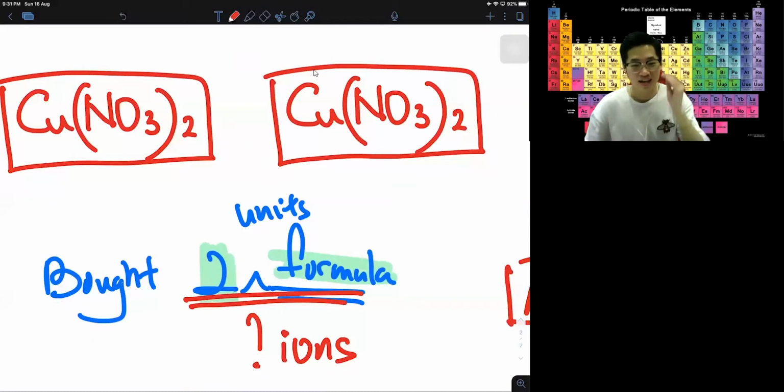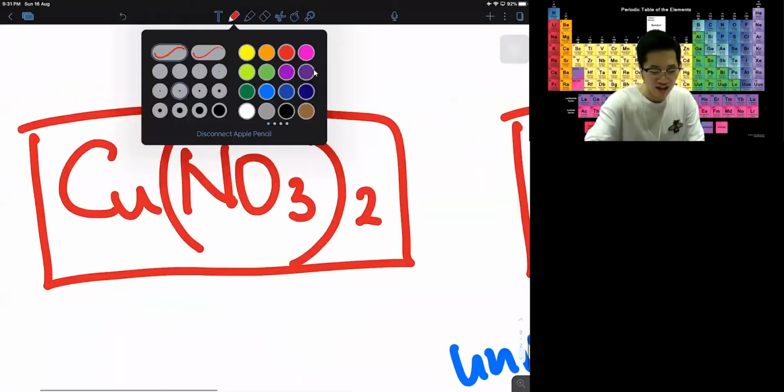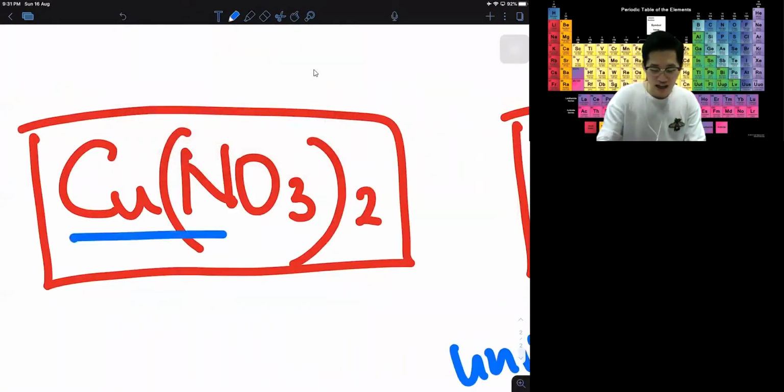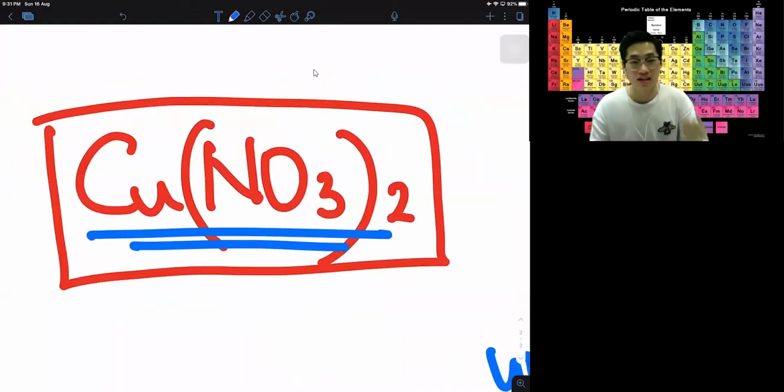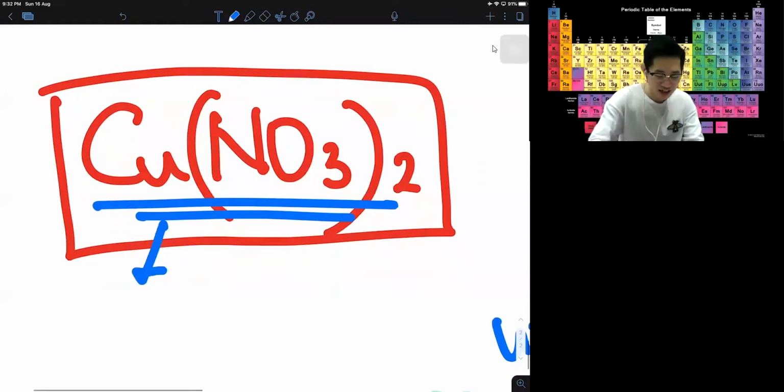Okay, let me show you the answer. Wow, most of you got it wrong. Now, Mommy asked you again: Cu(NO3)2 has how many ions in it? Inside this thing, there's how many ions? Cu(NO3)2 got 3 ions.